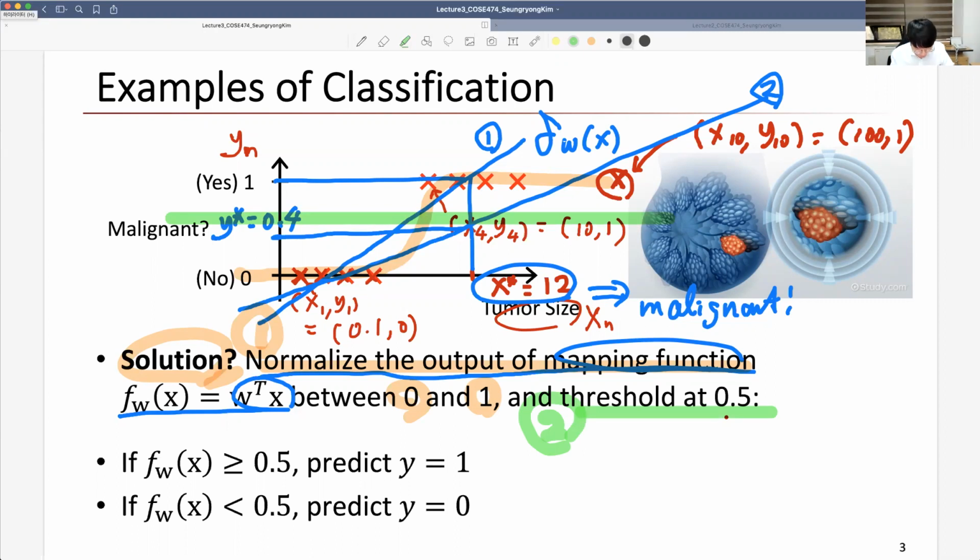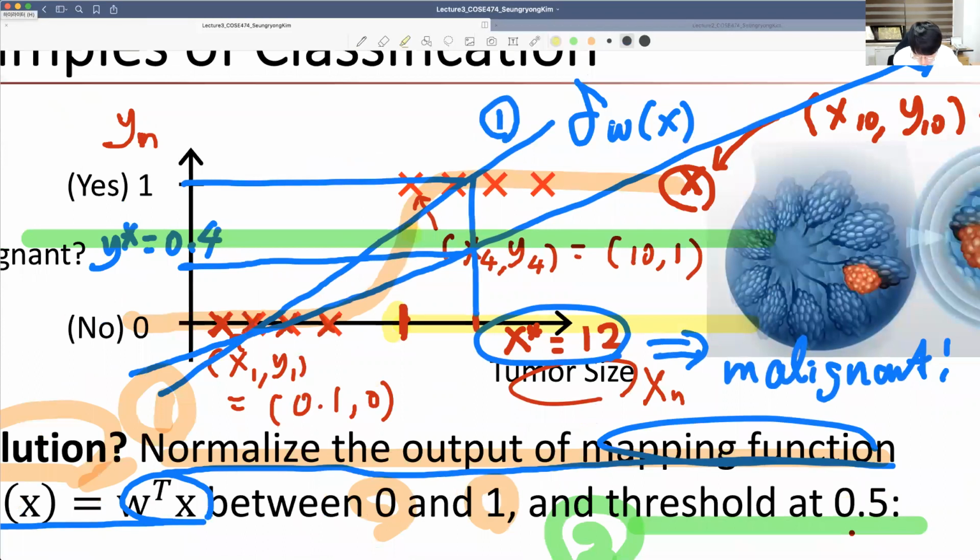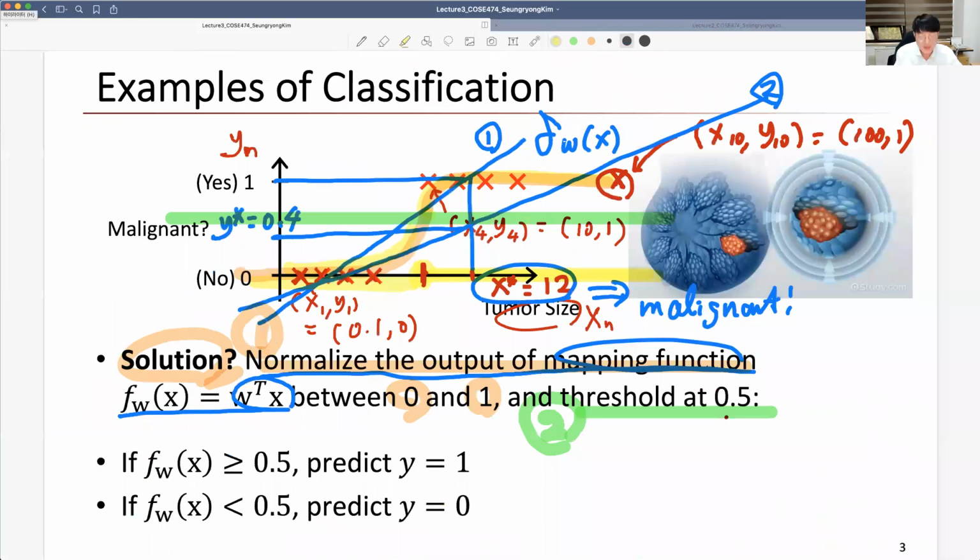Right? So in this case, we can say that if the tumor size is larger than this point, it will be the positive class, or the one class, and if the tumor size is smaller than this point, it should be the negative class, right? That's the strategy of the classification technique.